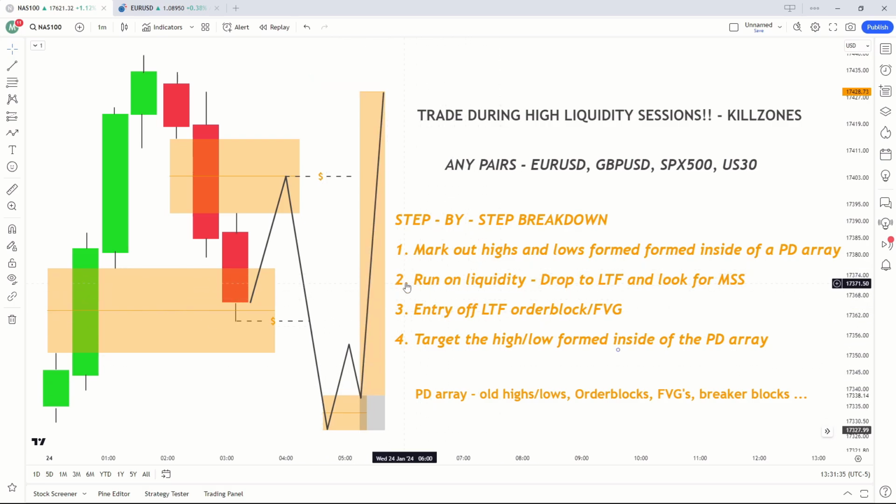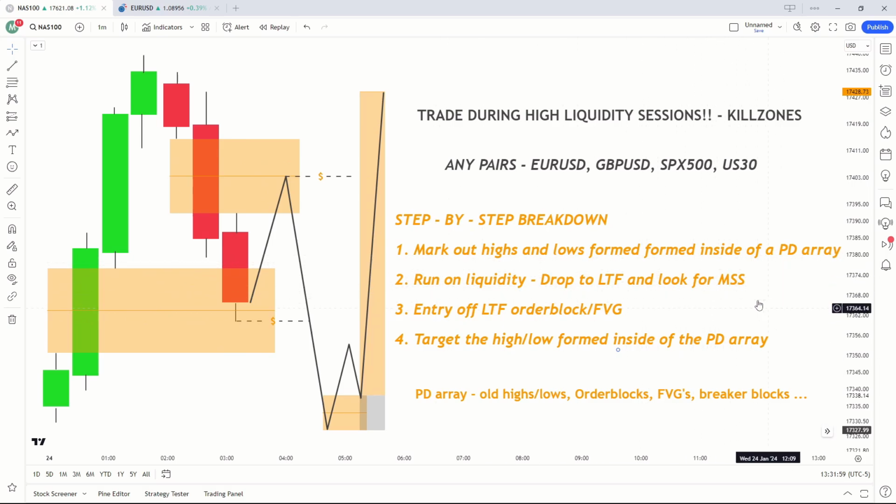This is our run on liquidity, our step 2. Now, once we've gotten this run on liquidity, we want to drop to a lower time frame. So as we were looking for fair value gaps and our lows and highs on a higher time frame, you want to drop to a relatively lower time frame and look for your market structure shift.